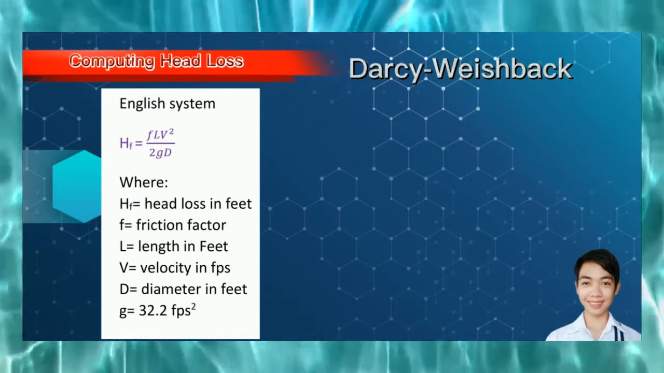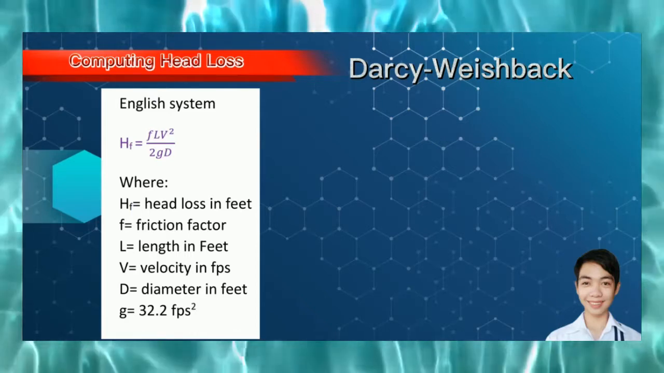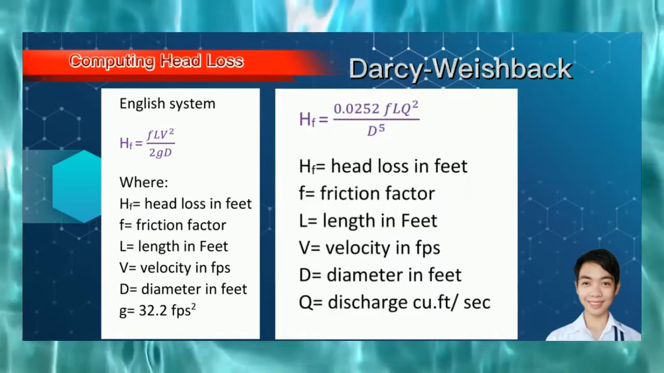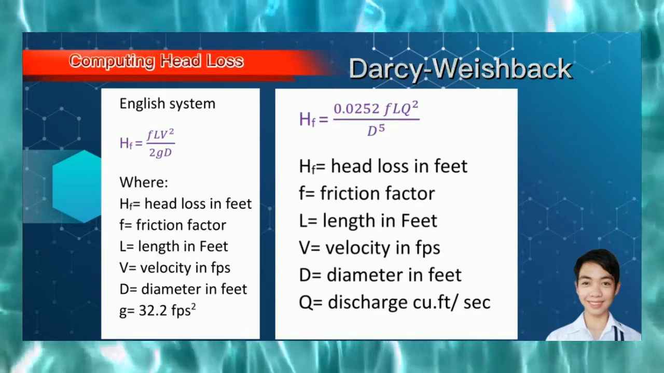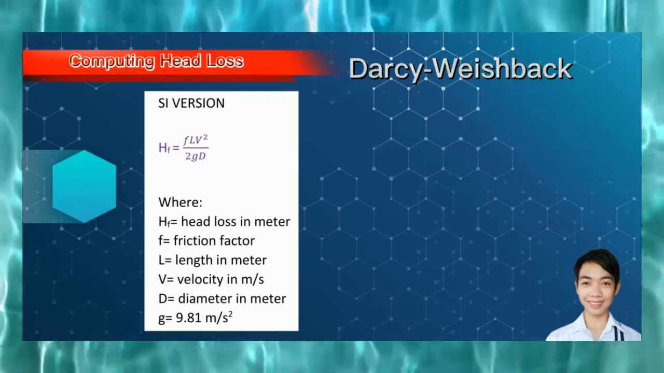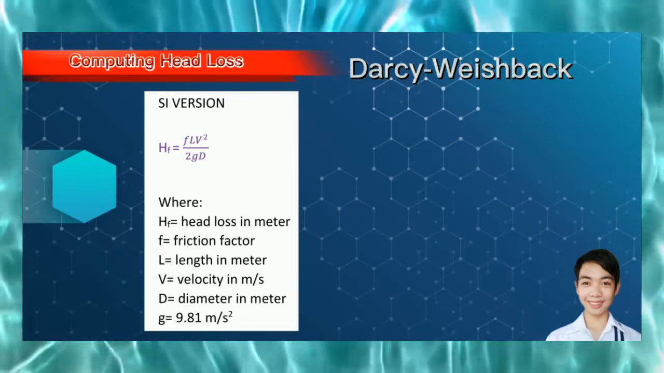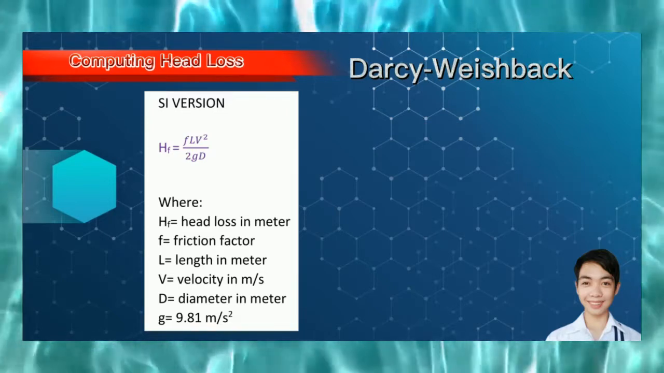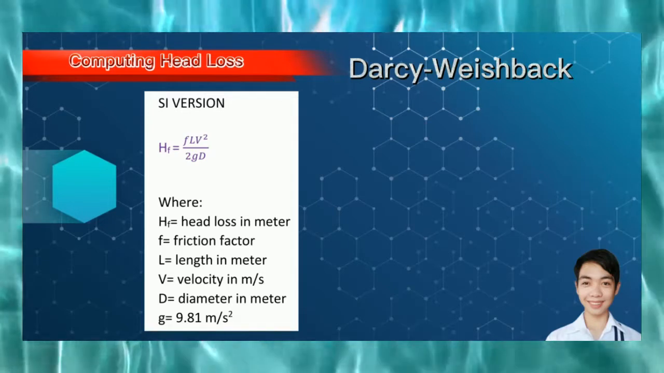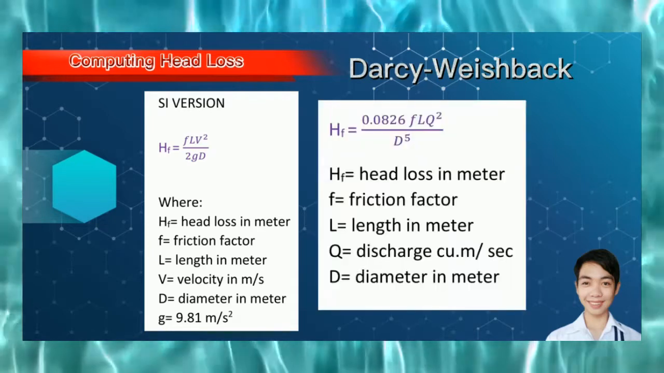And if the problem has a discharge in units of cubic feet per second, you can use this formula. For the SI unit system of the Darcy-Weisbach formula, you can use this, where gravity is 9.81 meters per second squared. And if the problem involves a discharge in cubic meters per second, you can use this formula.